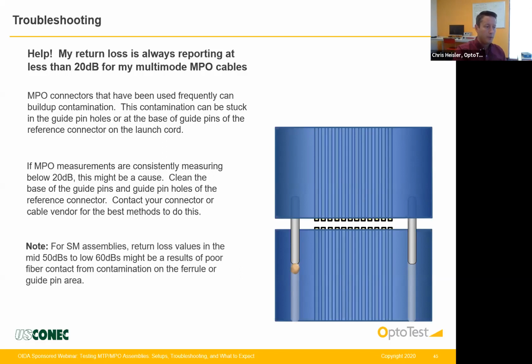And note, for single mode assemblies, return loss values in the mid 50s to low 60s might also result from poor fiber contact. So an open angled fiber should measure in the 50s or 60s. So if you're not making proper contact with the opposing fiber, you're going to get 50 or 60 dB for your return loss, which points to non-fiber contact.